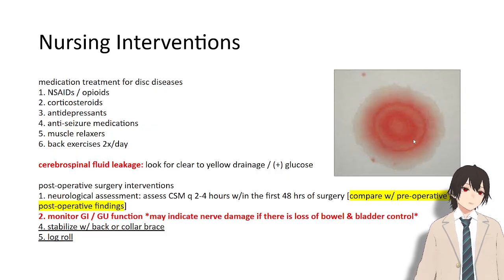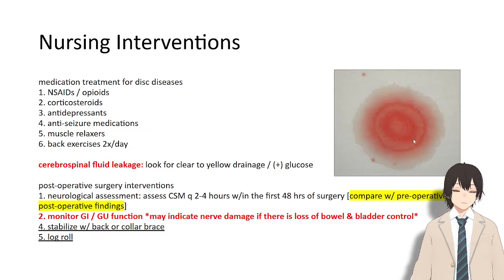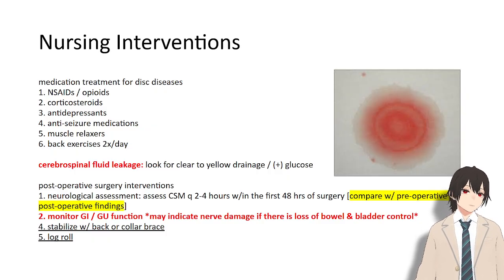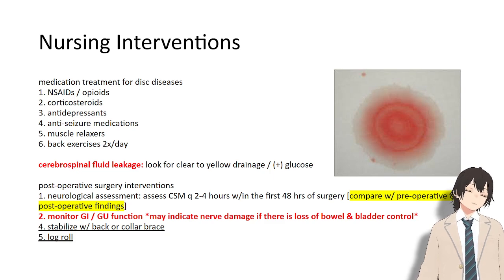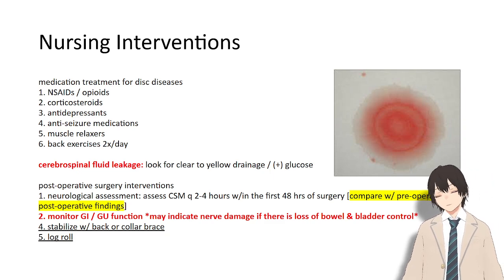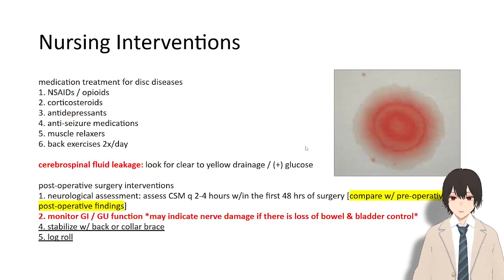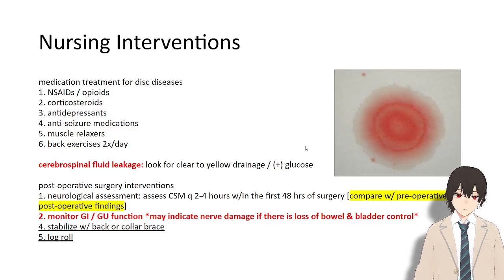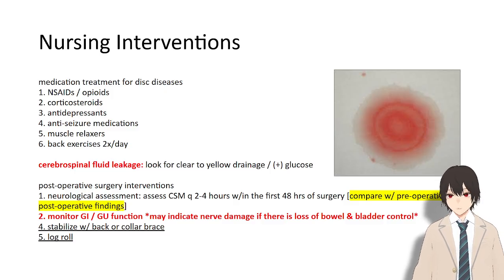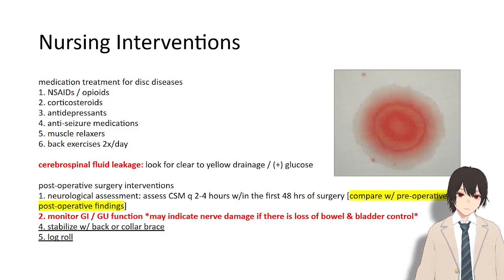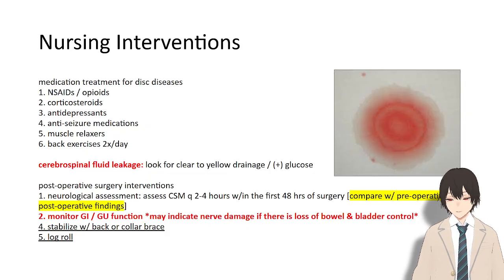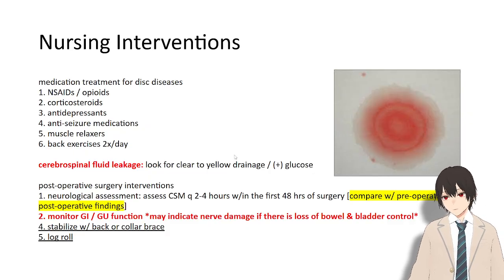If they have, let's say, surgery in the nasal area and it's dripping and it's white, and you're not sure if it's mucus or not, you can test it with a glucose strip because CSF tends to be positive for glucose. CSF tends to have roughly 60 to 70% of the blood glucose level, compared to mucus, which rarely has glucose in it.